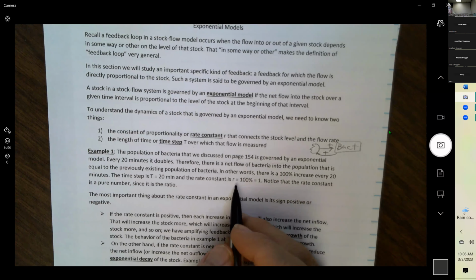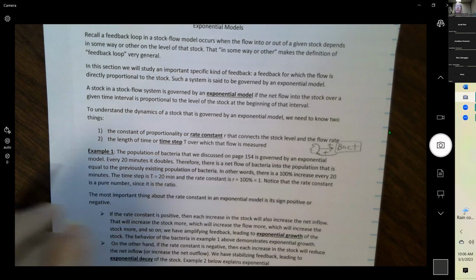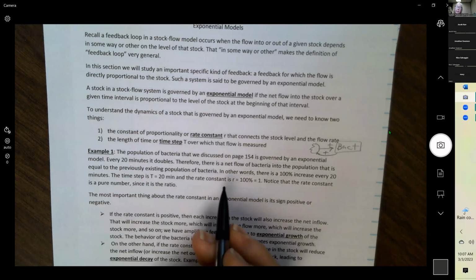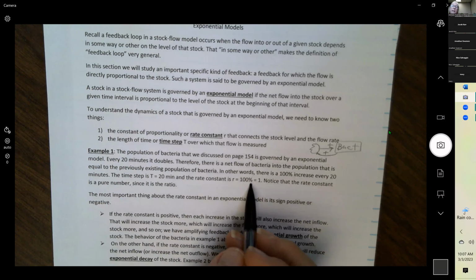So the rate R is 100%. Written as a decimal, it's 1. And remember that the rate is a pure value. Other than if you write it as a percent, it does not have units with it. It won't have inches, hours, months. It will not have a unit. It's a percent and can be written as a decimal or a fraction.